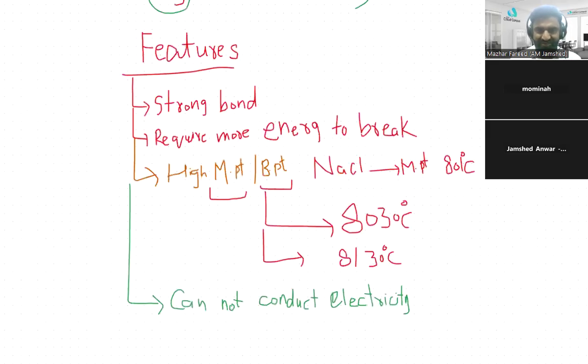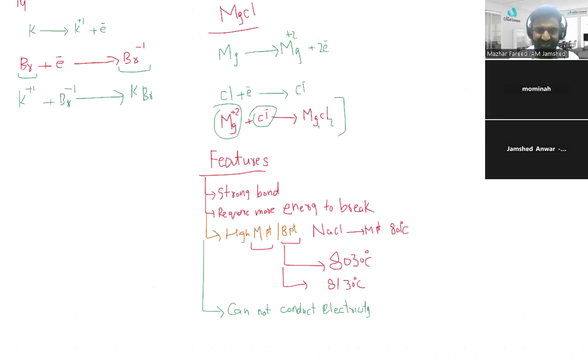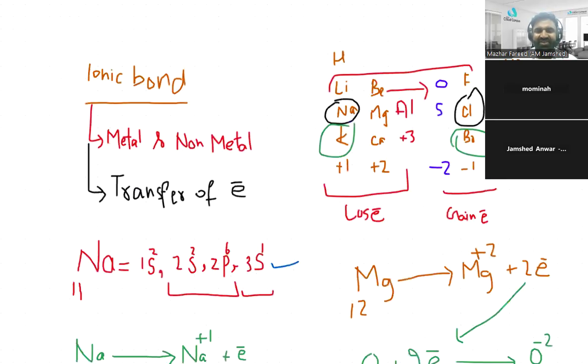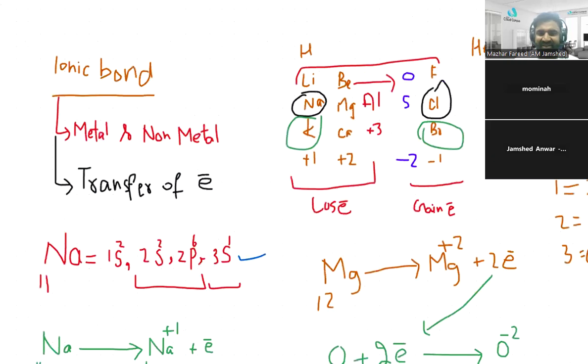Okay, finally we have to see this lecture again. This is ionic bond. It is present between metal and non-metal. It is formed by the transfer of electrons from one atom to another atom. When we see the periodic table, there are metals and non-metals. Metal has the ability to lose electrons, and non-metal has the ability to gain electrons. Metal donates electrons, non-metal gains electrons. When there is such a transfer of electrons from metal to non-metal, such type of bonding is called ionic bonding.